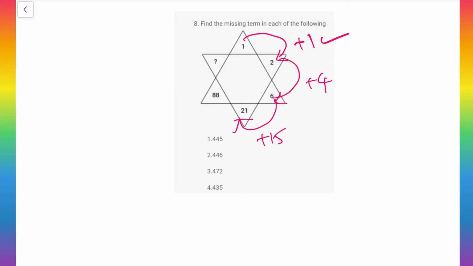Here 1 is 1 square, 4 is 2 square, but 15 is not there. So I think that this is not the correct logic.